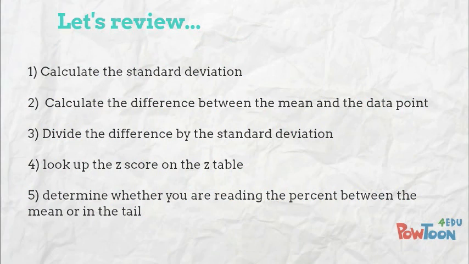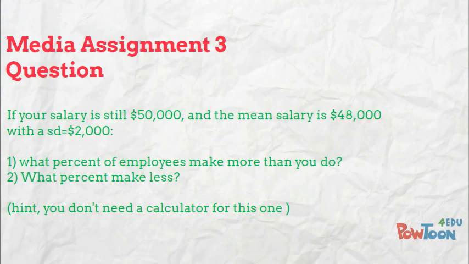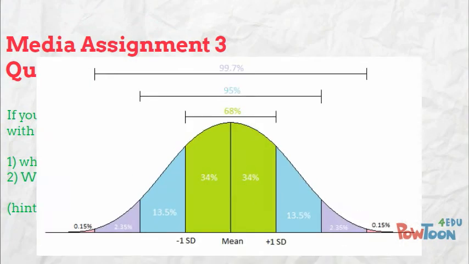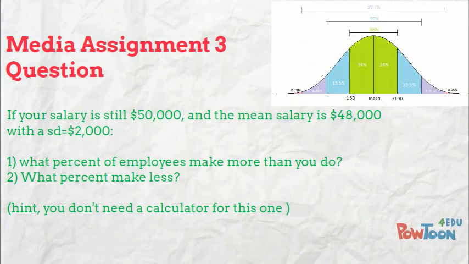Now here's your Media 3 question. If your salary is still $50,000 and the mean salary is $48,000 with a standard deviation of $2,000, what percent of the employees make more than you do? What percent make less? Hint, you don't need a calculator for this one, folks.